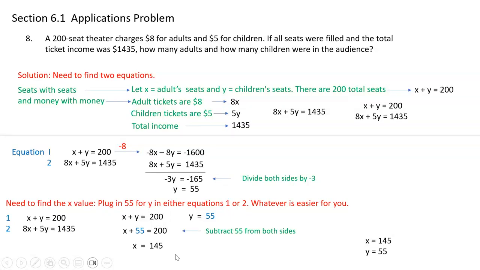But that's not what they want. What they want is how many adults and how many children were in the audience. Since adults is represented by x and children is represented by y, we're going to have 145 adults and 55 children at the theater. Okay, this is how you work these types of problems.